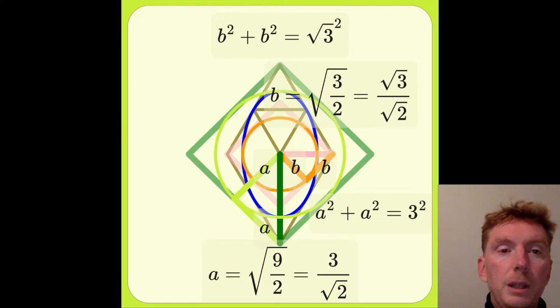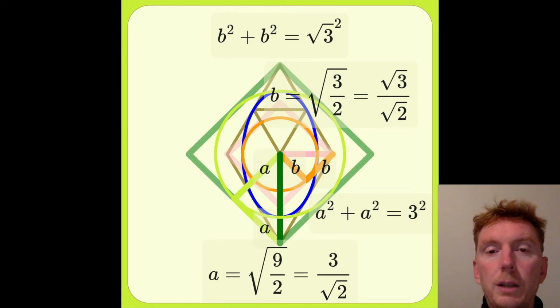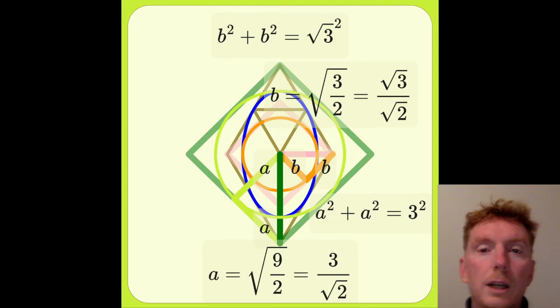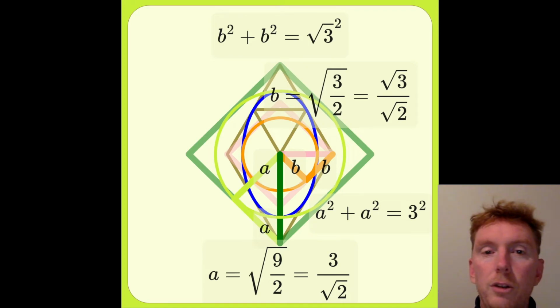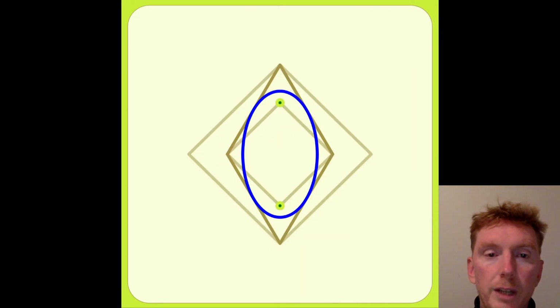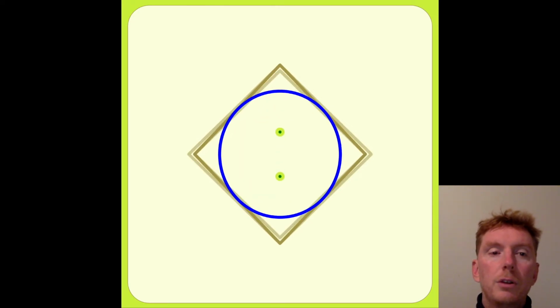The radius b forms a right triangle with the pink line that we know to be the square root of 3. Thus b must be the square root of 3 divided by the square root of 2. The radius a forms a right angled triangle with the green line that we know to be 3. Thus a must be 3 divided by the square root of 2. The distance to the foci c is the square root of a squared minus b squared, which simplifies to the square root of 3.